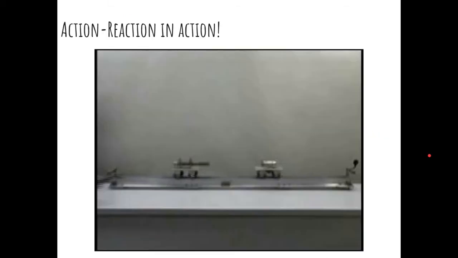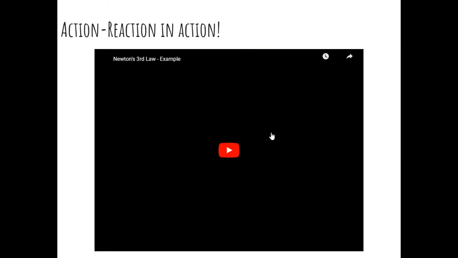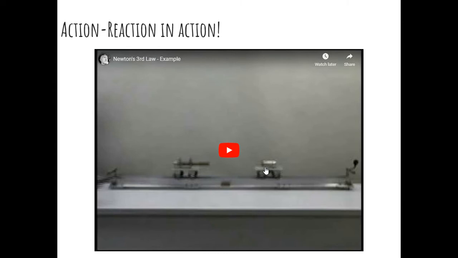Okay, let's take a look at this. Here's a quick little video where you're going to have two dynamics carts on a somewhat frictionless track. There's a piston loader here where it's going to be cocked, and basically it's going to apply a force to this cart. They're going to be right together at the very beginning. The guy in the video lights a string that sets off the trigger, and this piston shoots out and pushes the cart.